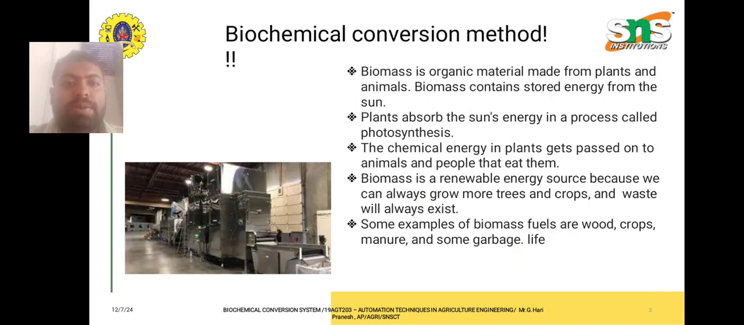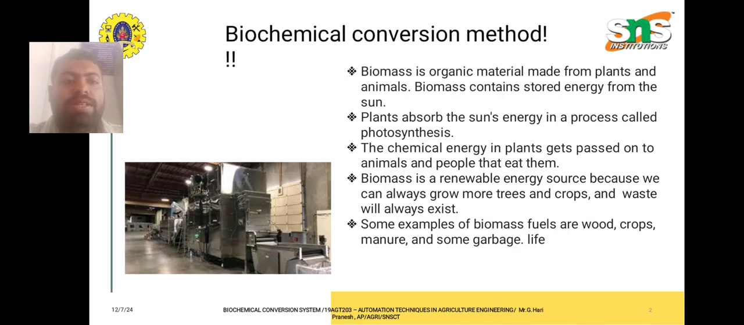The next is the biochemical conversion method. Biomass is organic material made from plants and animals. Biomass contains stored energy from the sun. Plants absorb the sun's energy in a process called photosynthesis. You know what photosynthesis is? It is plants preparing their own food with the help of sunlight and water. And the chemical energy in plants gets passed on to the animals and the people that eat them.